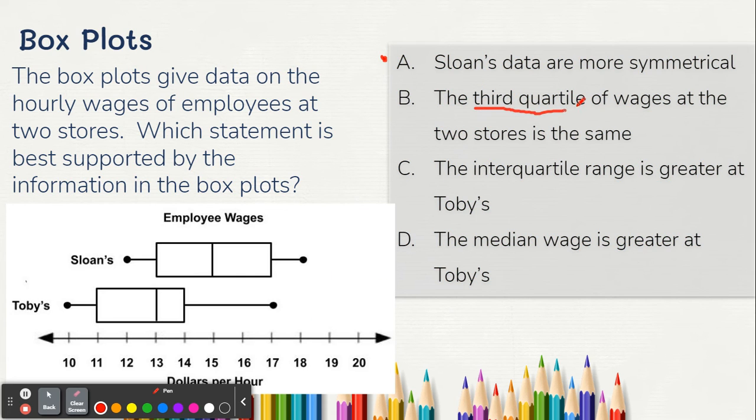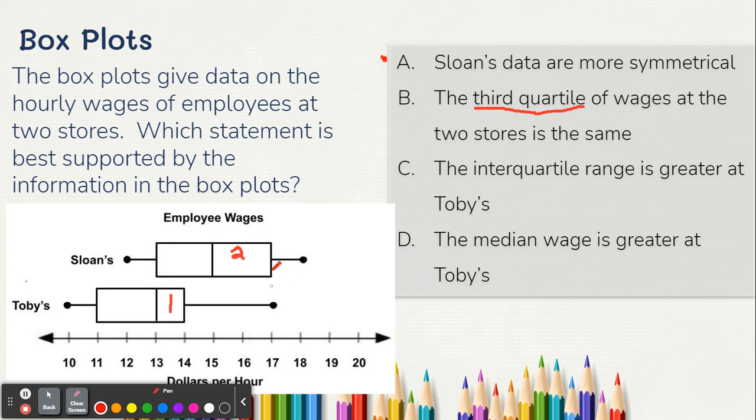The third quartile, so this is what I was talking about. This is just looking for the third quartile of wages at the two stores is the same. So let's look. Third quartile is the last half of the box, the last part of the box. So we're going to do 17 minus 15. 17 minus 15 is 2, right? And then the last part of this box, 14 minus 13 is 1. So that's not true.